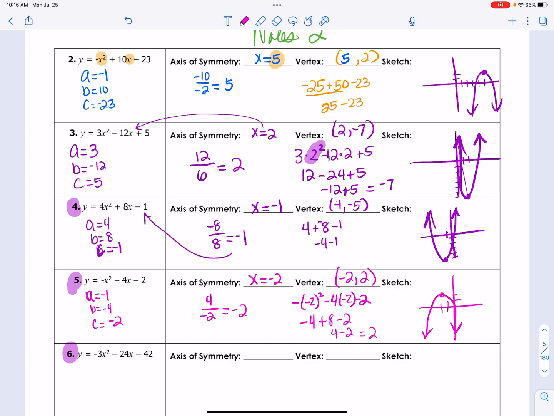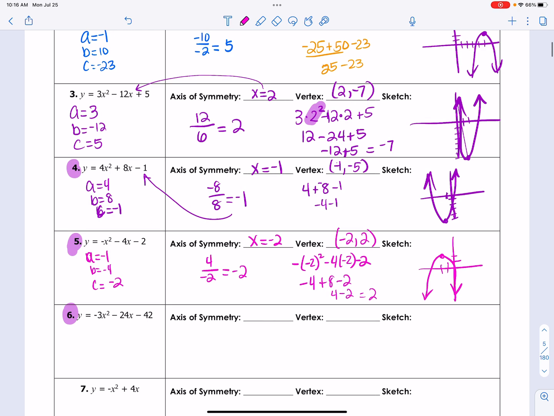Okay. All right. So let's take a look at this last one, and then we're going to look at a couple other things I want to make sure you know. A is a negative 3, B is a negative 24, C is a negative 42. I don't really need the C for right now, but I'm just going over it. So you're doing a negative B over 2A. So that would be a negative 4.